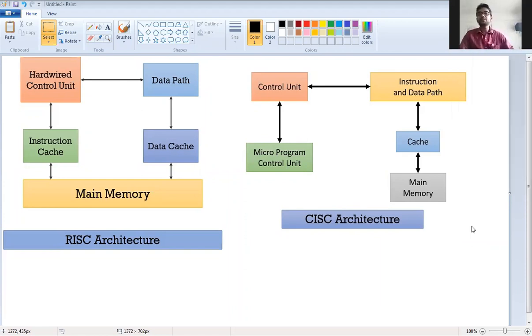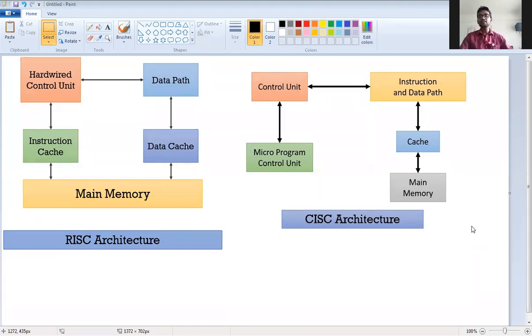Single cycle operation means all the instructions are executed in a single cycle, and in CISC, multi-cycle operations are there. Means any instruction can be executed in one cycle or two cycles or three cycles, depending upon the complexity of the instruction. If suppose you are exchanging data between the external memory and the CPU, the instruction will be maybe a two cycle or three cycle instruction. So in RISC, one more comparison is that RISC has complexity in hardware, but in CISC the complexity is in software.